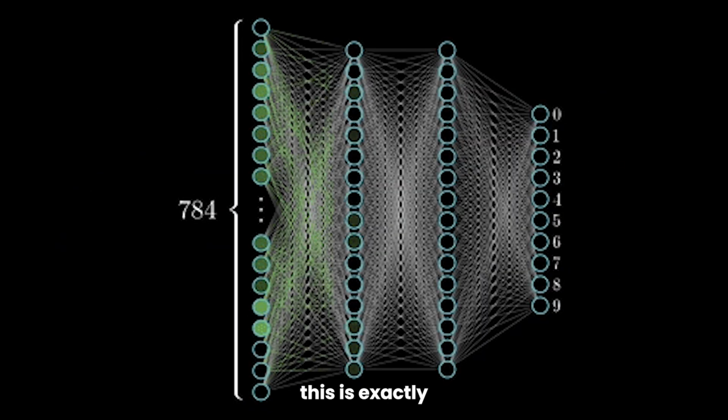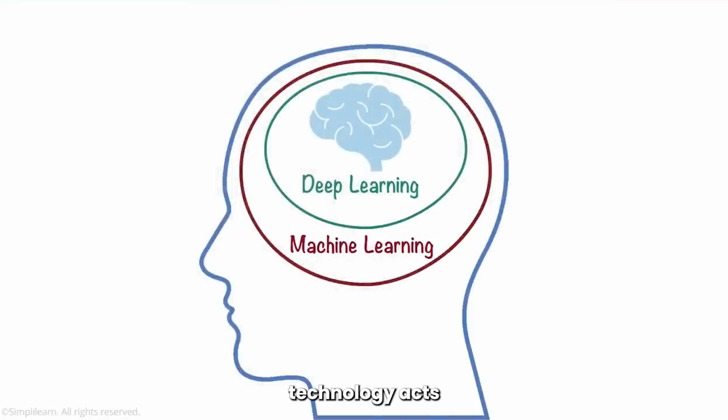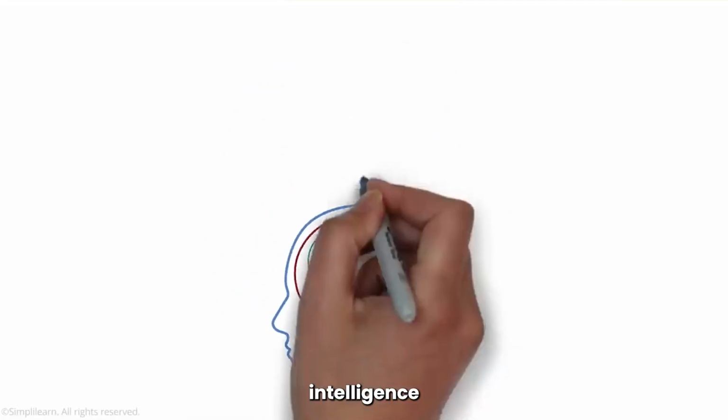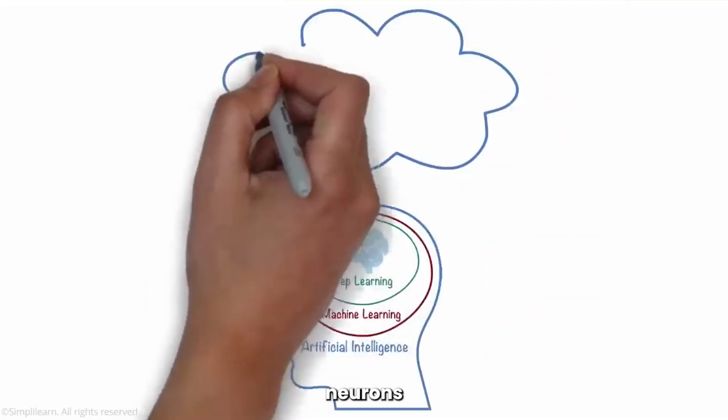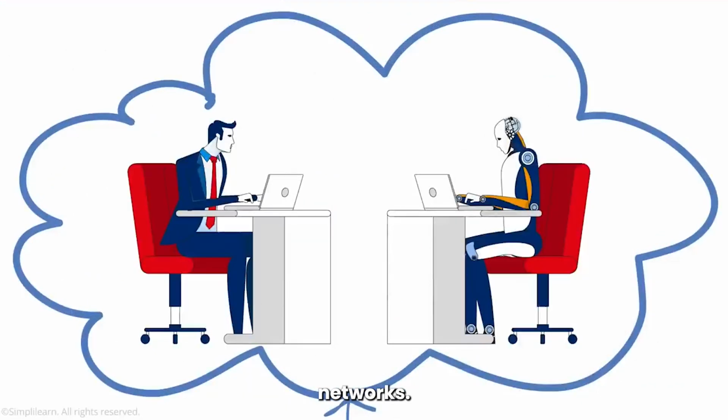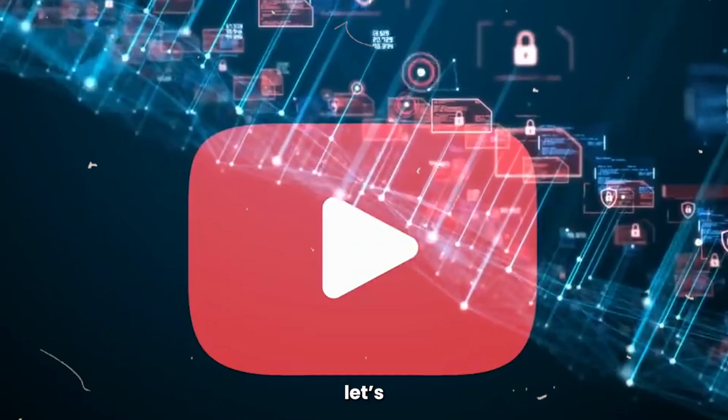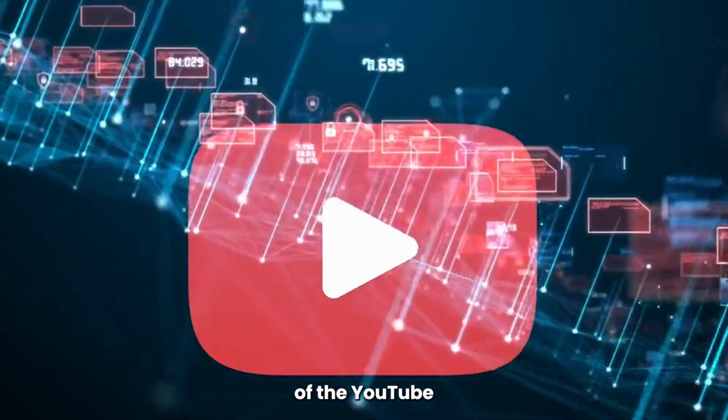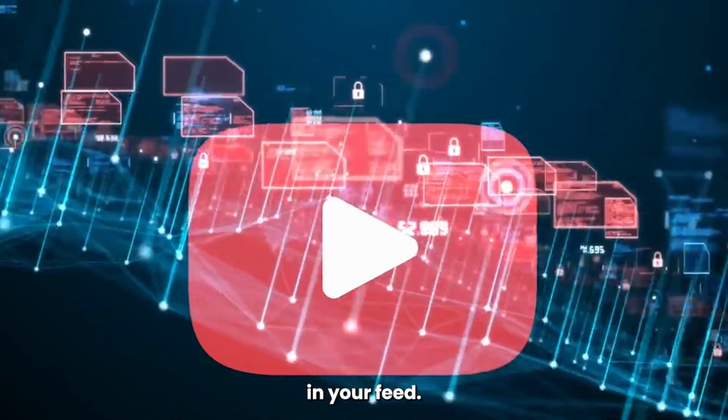And so this is exactly what inspired the formation of neural networks in deep learning technology. Deep learning technology acts as the brain of an artificial intelligence model with tiny artificial neurons that work in complex neural networks. To understand it in more detail, let's go back to the example of the YouTube algorithm and see how this video showed up in your feed.